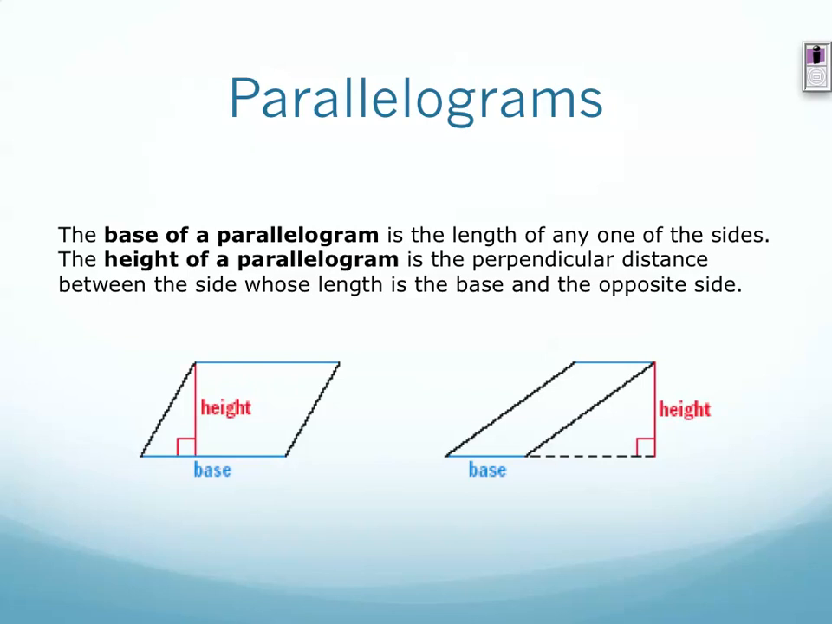The base of a parallelogram, which is down here, is the length of any of the sides. The height of the parallelogram is the perpendicular distance between the side whose length is the base and the opposite side. So remember, perpendicular is where it comes in right here at this 90-degree angle.